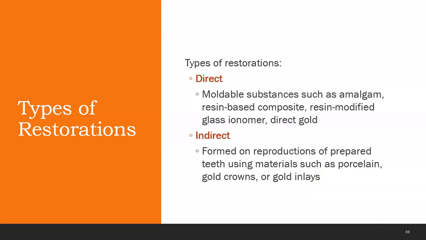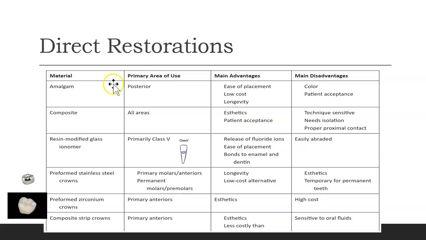And I have a chart from Darby. So this is from Darby, direct restorations. These are all examples of direct restorations. I do encourage you to pause this video and look at the advantages and disadvantages. So as we said about amalgam, it lasts a very long time and it's cheap and it's easy to do, but no one likes the color. So the patient acceptance is poor.